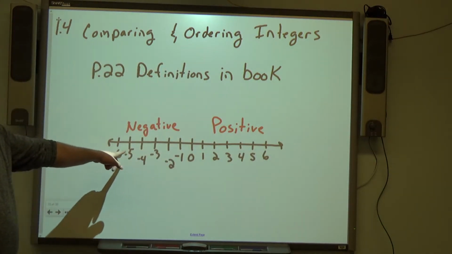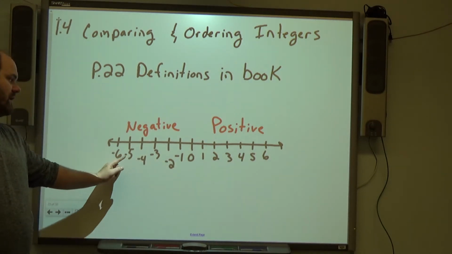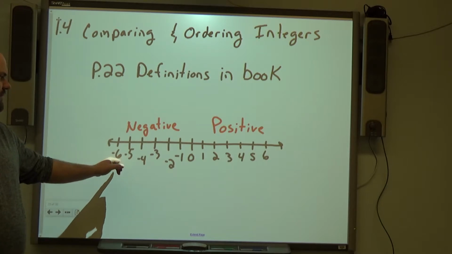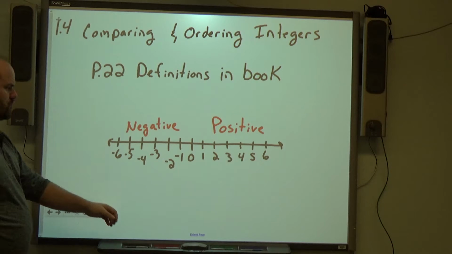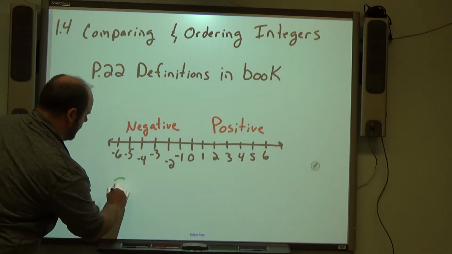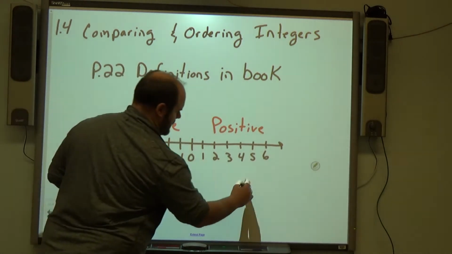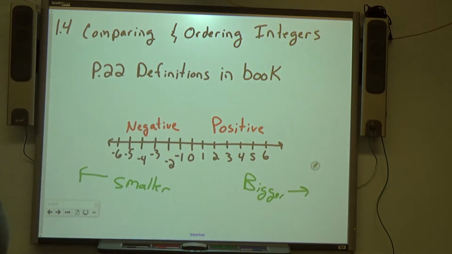And this is going in the negative direction. Now notice that as you go to the left, the numbers themselves are getting bigger, but because they are negative, they are getting smaller. Okay, so a -6 is smaller than a -3 because it is further to the left on the number line. So as you go left, we get smaller. As we go right, we get bigger. Okay, and once again, you do have some definitions in your book on page 22.